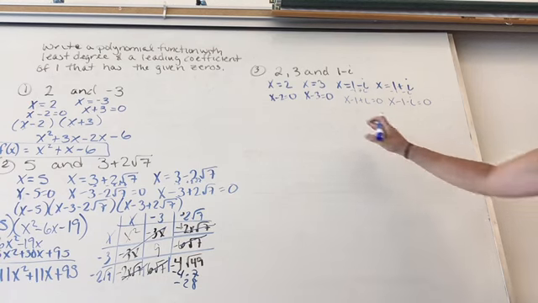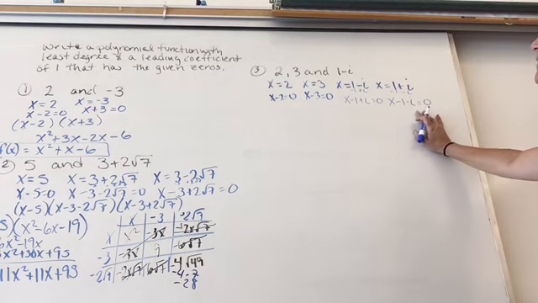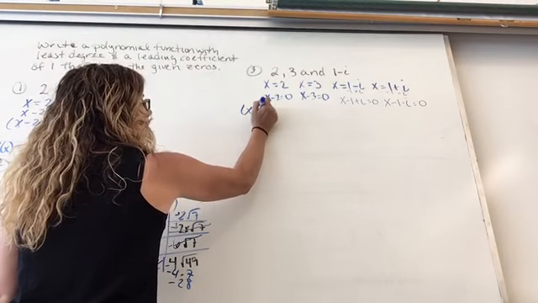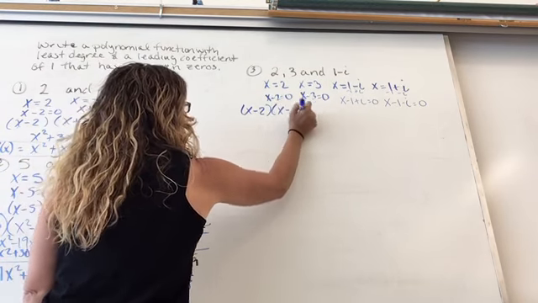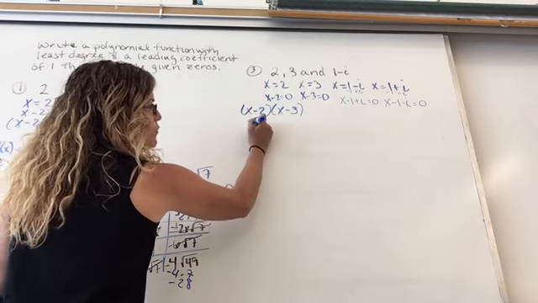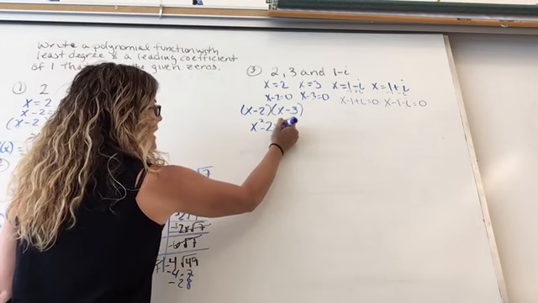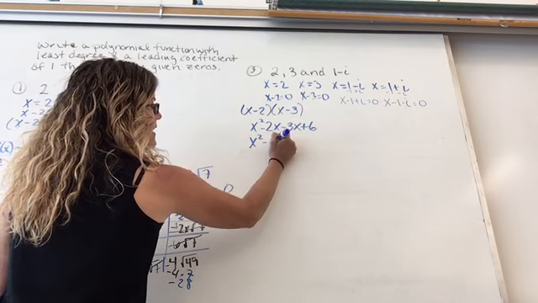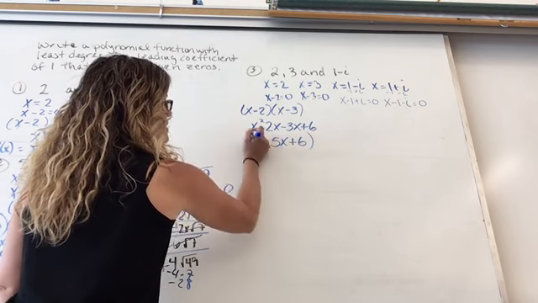So these two multiplying together are going to be easy. These two, not so easy. So we're going to do this as two sets. Let's start with the easy set first. This is just FOIL. I get x squared minus 2x minus 3x plus 6. So x squared minus 5x plus 6.